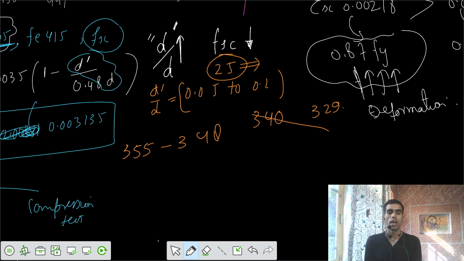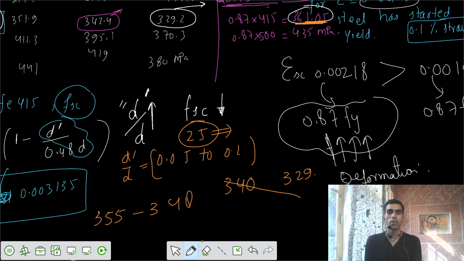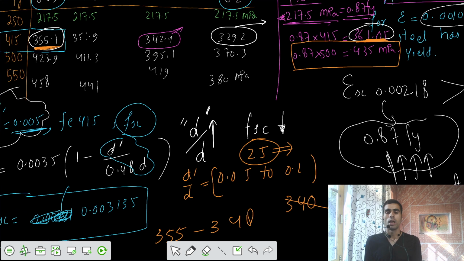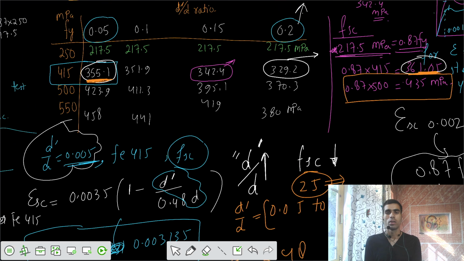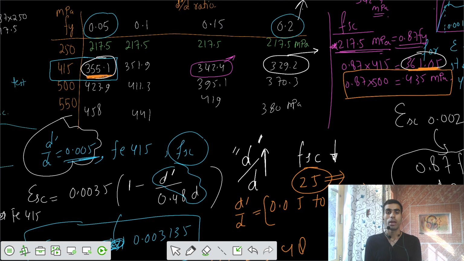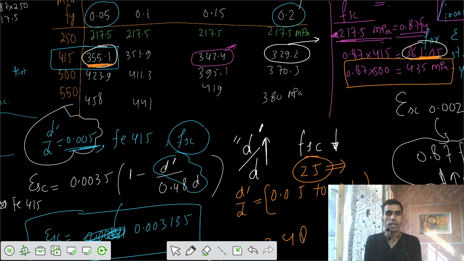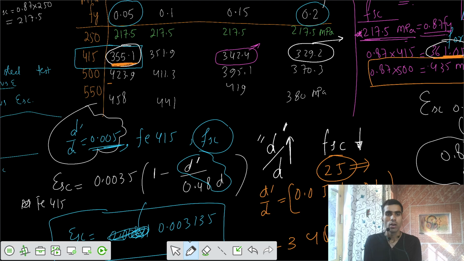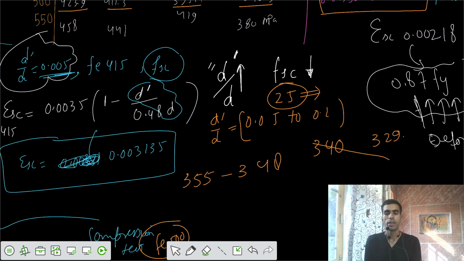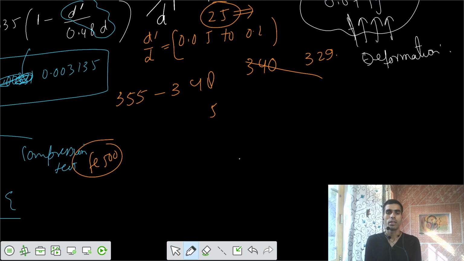And similarly for FE500, let's talk about FE500. I would say your 0.87 FY comes out to be 435 megapascals, but that peak is not properly attained. 435 is not attained, but a value here we have is 423. You would see 423 is there, 411 is there, 395 is there, 370, and I would say the difference here is 423 minus 370, a difference of about 53 for this steel.